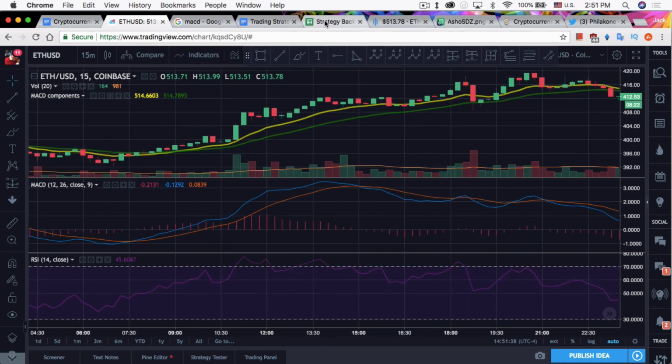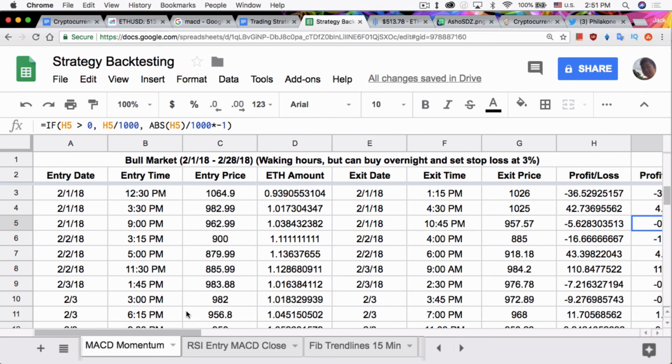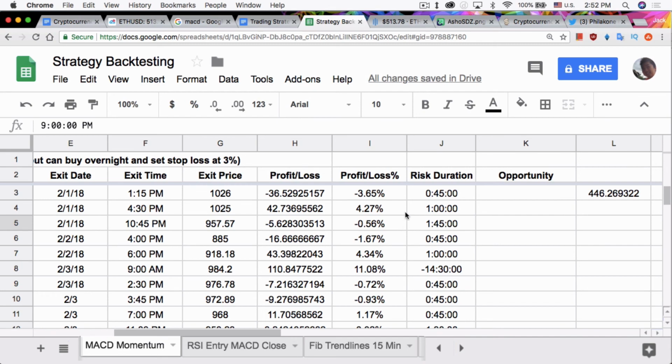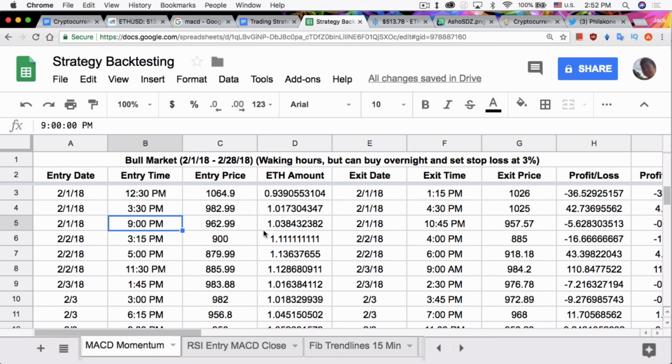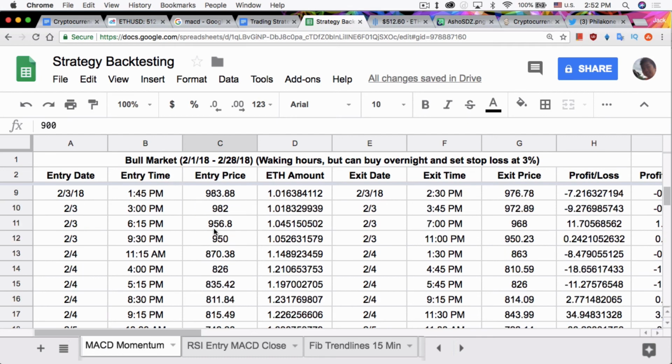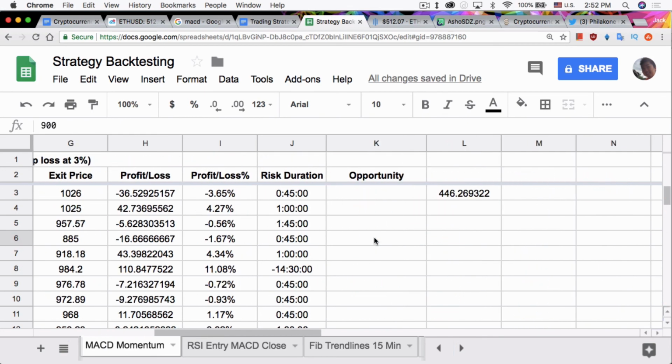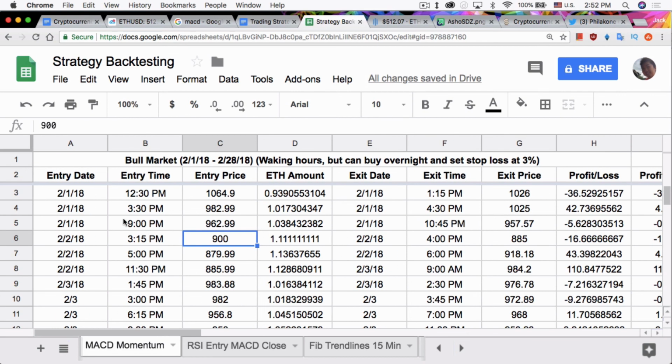So one final thing before I go, I just want to show you that I'm coming up with a strategy using the MACD as a momentum trade. I don't think the strategy is quite ready yet, but from my testing anyway, with a $1,000 investment, I'm able to make $446 in the quote-unquote bull market of February 1st to February 28th. But not the whole entire thing, because it takes a long time to backtest this strategy, and I so far only backtested 10 days. In 10 days in the bull market, I was able to make $446 with this strategy using the MACD momentum.